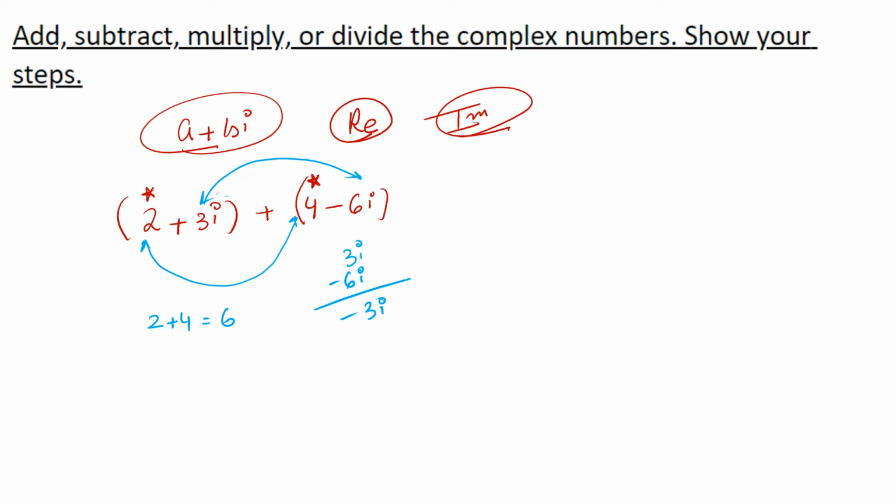Now in multiplication, the most important thing is that i times i gives you i square. Why? Because they have the same base. It means that the powers should be added together. So i has one power, the other i has one power. When you multiply them, you will get i square, and i square has a value of negative 1.